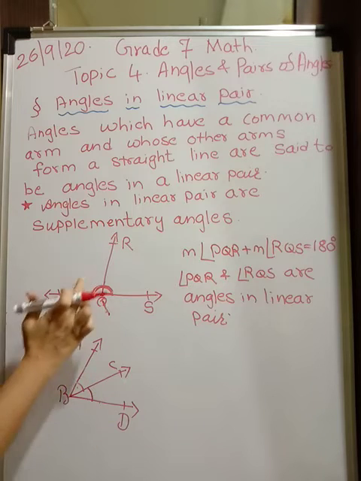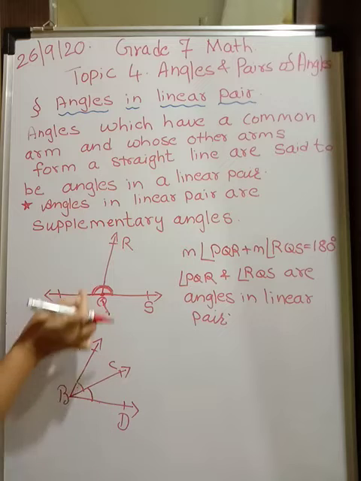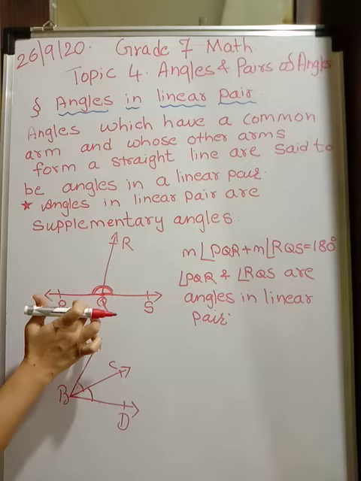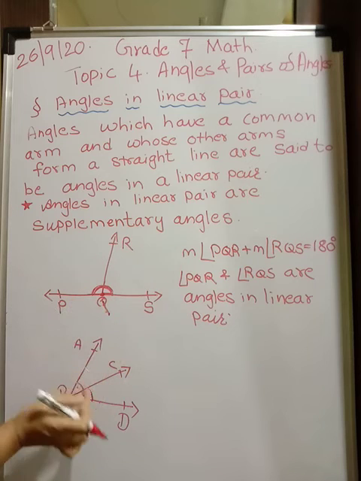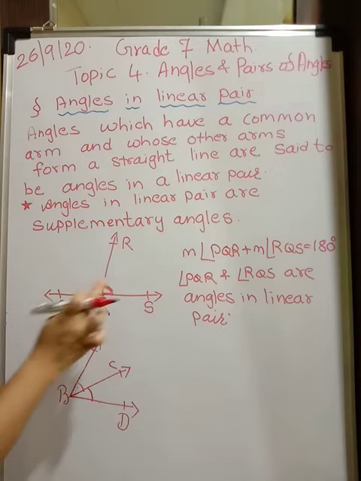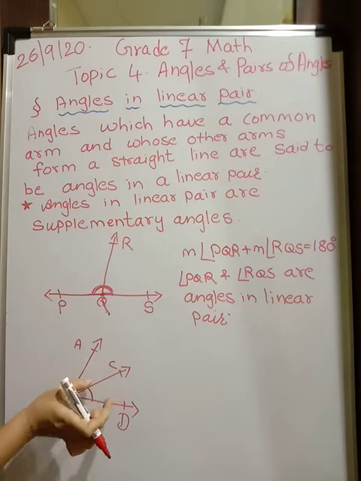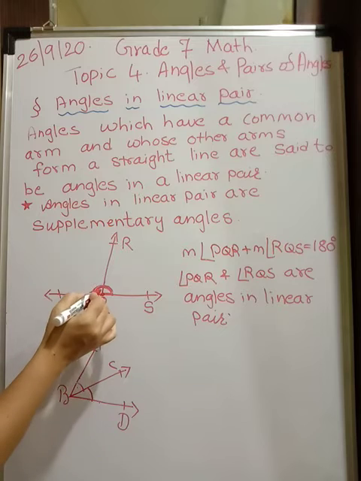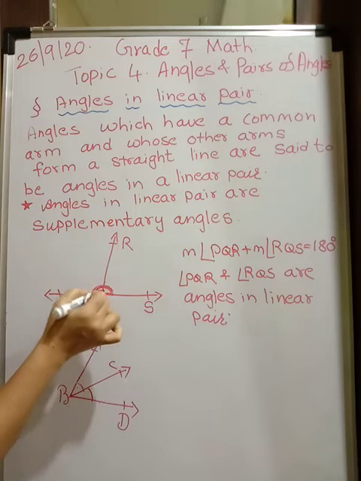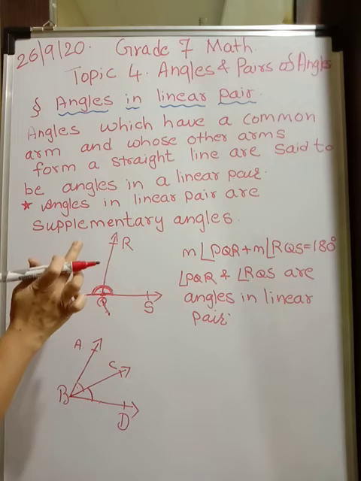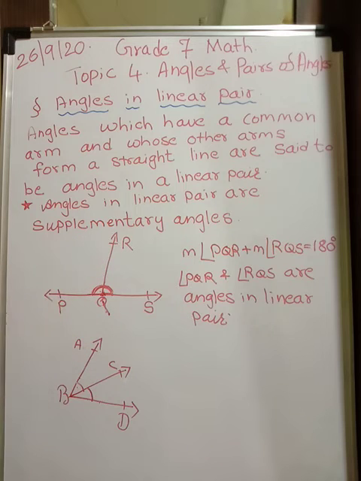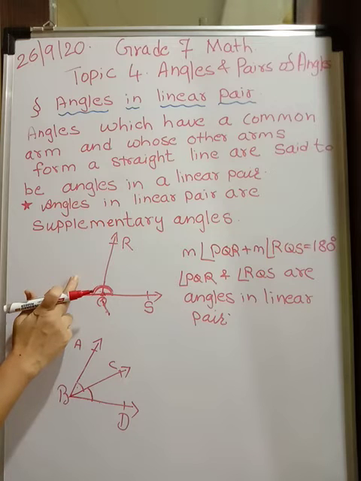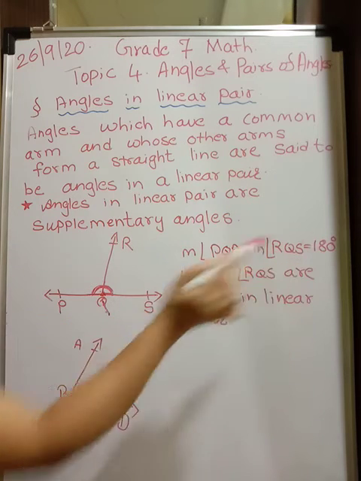They are not supplementary, I mean to say. What is common between these two angles and these two angles? Both of them are adjacent. But here the remaining arms do not form a straight line, while there they form a straight line. Here their sum is 180 degrees; there their sum is not 180 degrees. So these are only adjacent, and these are adjacent and supplementary. So now they are called angles in linear pair. Always remember, the sum of the measures of angles which are in linear pair is always 180 degrees.